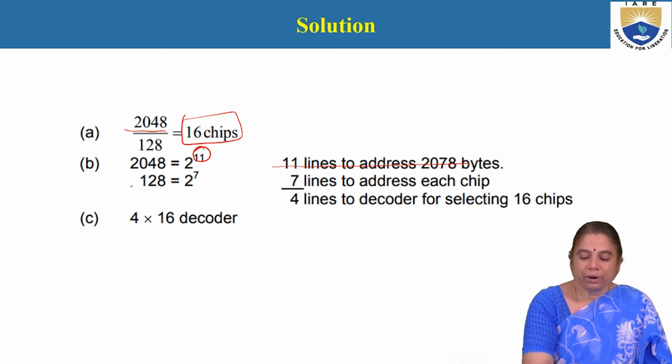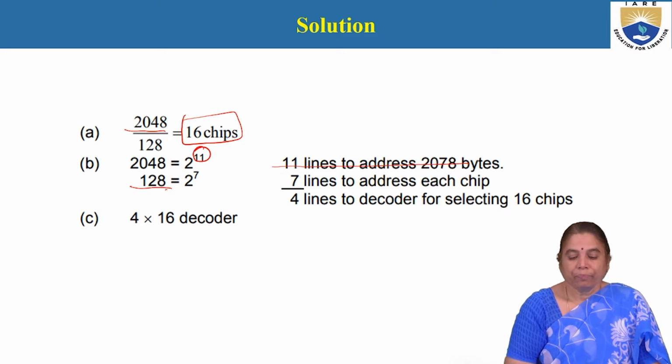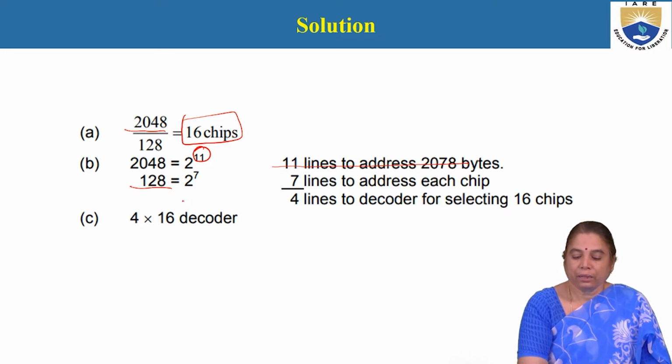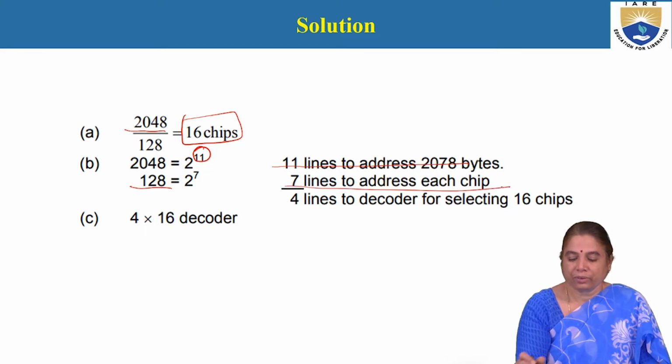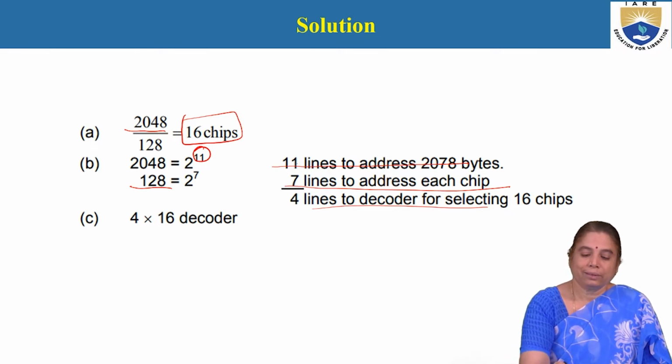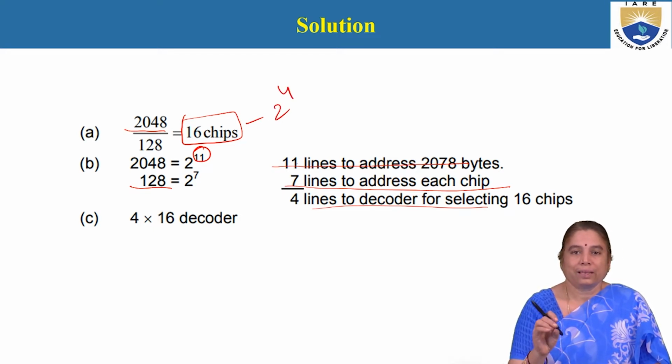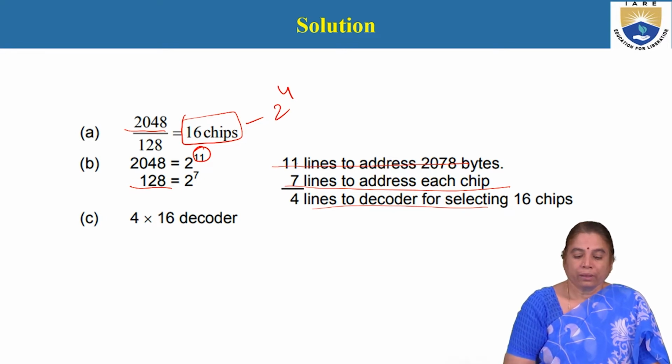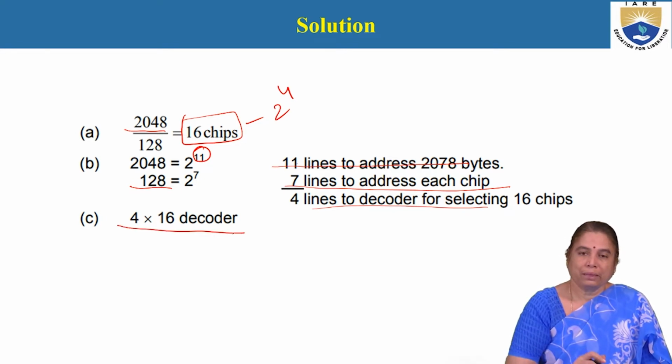And here it is a 128 by 8 RAM. So 2 power 7 is 128. Total 7 lines to address each chip. And here, in the 11 lines of address, 7 lines are used for the address of each chip. The remaining 4 lines can be used for decoding of 16 chips. Total 16 chips are there, 2 power 4 is 16. So 4 lines are used as selection lines for the decoder. So the decoder can be of 4 by 16 size.